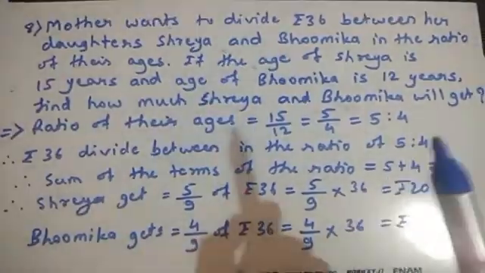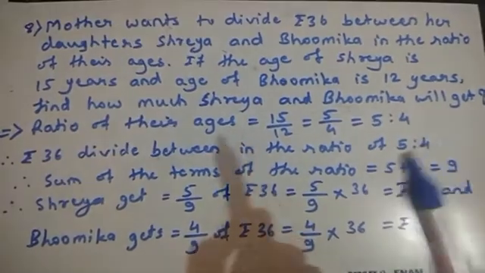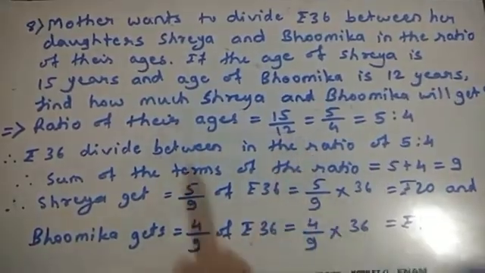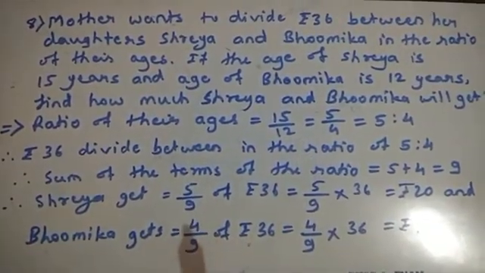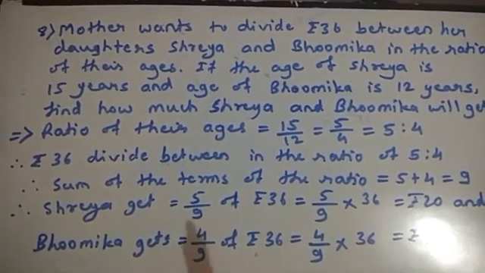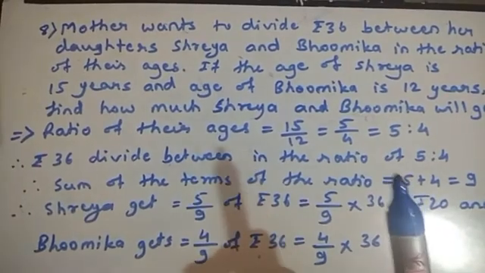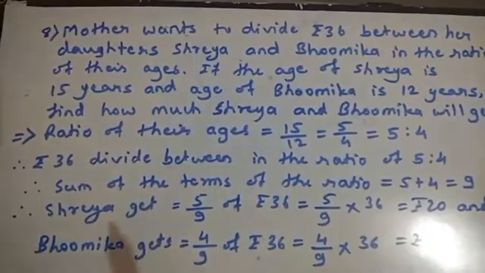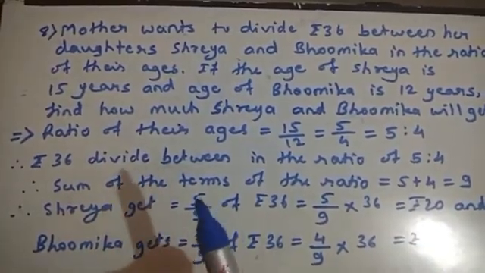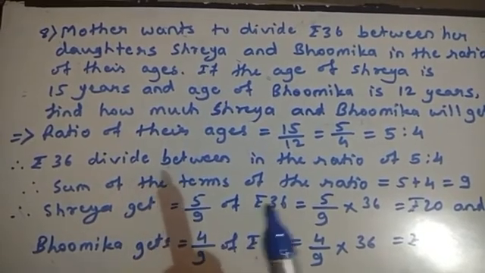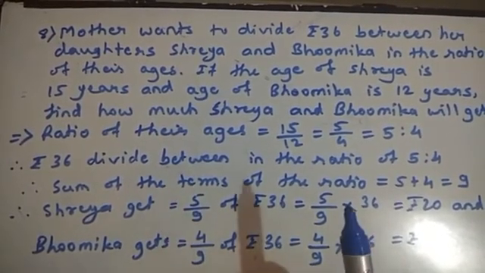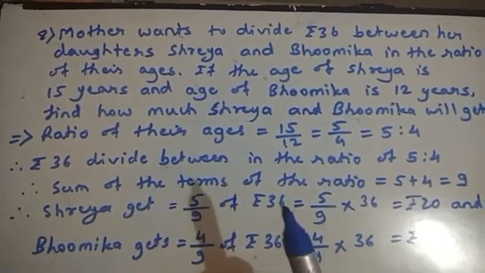So first we have to find the sum of both the terms, that is 5 plus 4 is equal to 9. Now we are going to divide that amount, rupees 36, among them. We know that out of that 9 parts, 5 parts will get Shreya and 4 parts will get Bhumika. Therefore Shreya gets 5 parts out of 9 of what? Rupees 36. Of means what? Multiplication. Okay, 5 upon 9 as it is, 36 as it is.